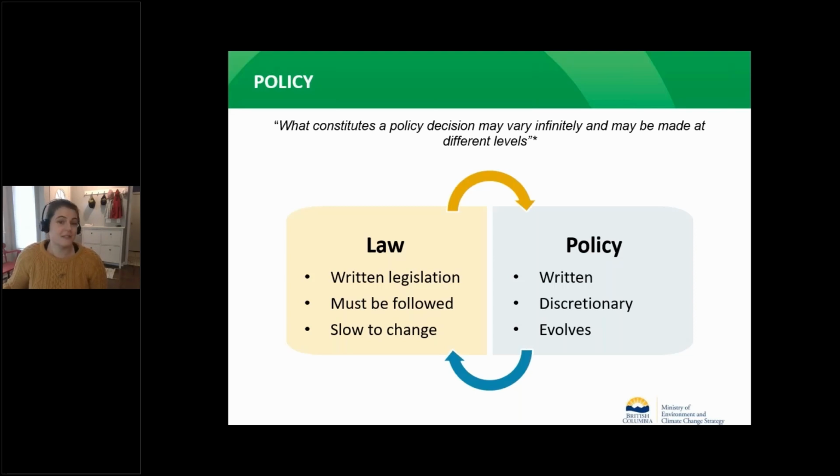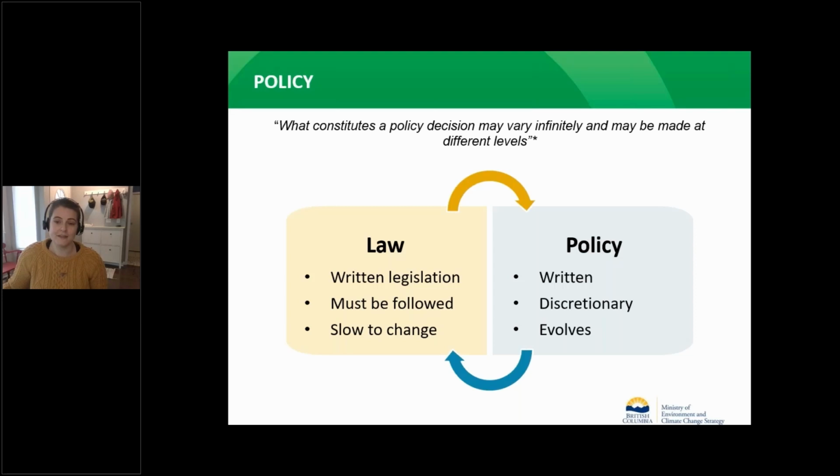With this in mind, we can add a few additional descriptors to policy. First, policy is written. It cannot be what one person said at a meeting. It must be written in a document somewhere. That could be a guidance document, information found on our website, or an announcement through the site remediation news. Second, the application of policy is discretionary and it must be considered along the legal requirements. And third, policy evolves more quickly than law. Policy can evolve with advances in science, social circumstances, and/or a change in government.